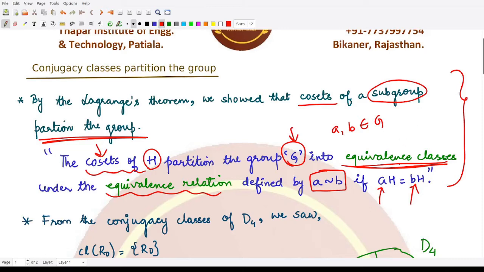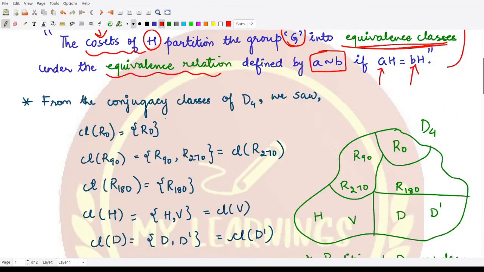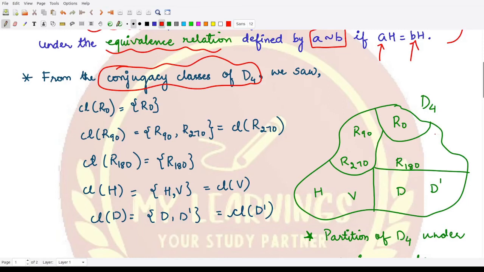Now we can also partition our given group in terms of conjugacy classes. So you can see that the group D4 clearly partitions into 5 partitions, right? One is this R0, which contains only one element. Then we have R90 and R270, another partition containing 2 elements, right?